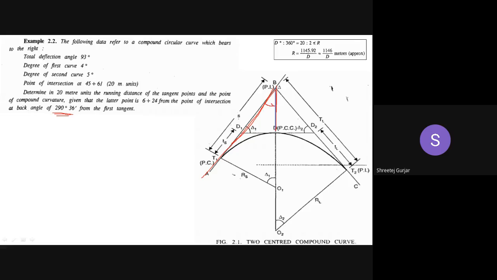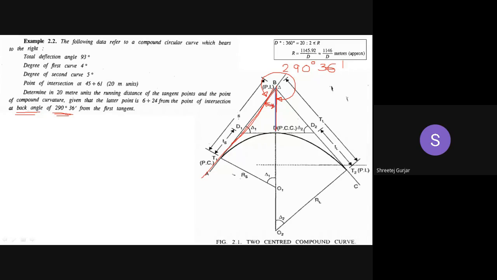This is not this angle, right? They have mentioned that it is a back angle. Back angle means it is given in the external format, the opposite way. They have given the external angle, that is 290 degrees 36 minutes. Now, can you tell me what the internal angle is?